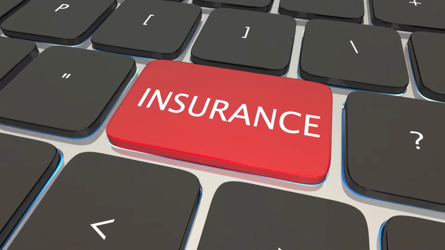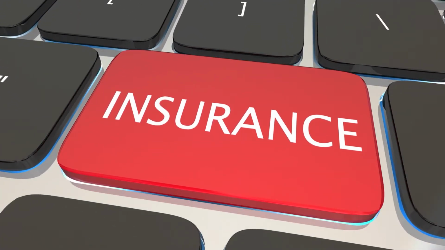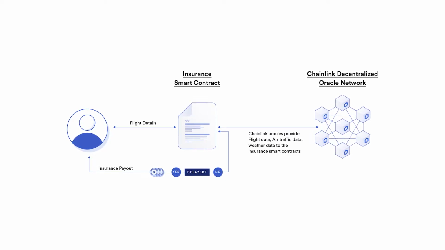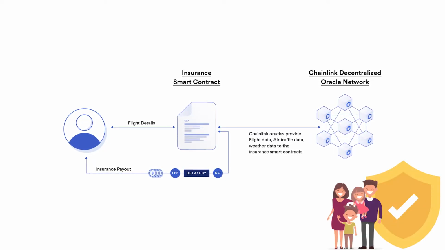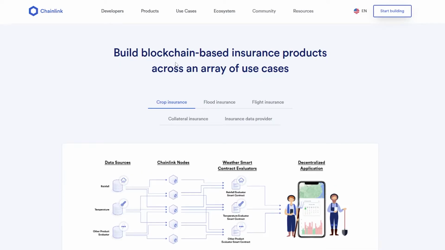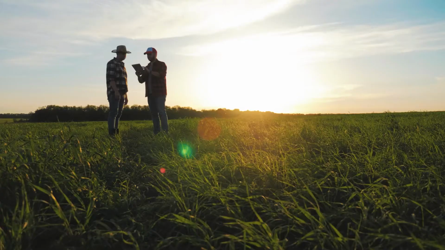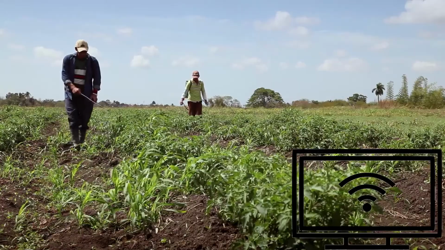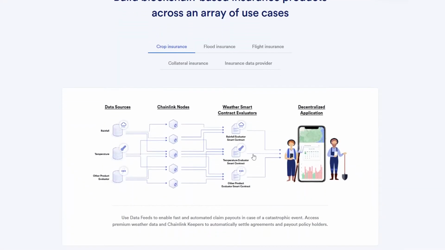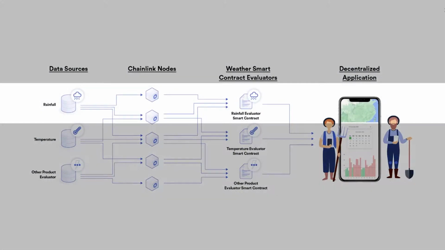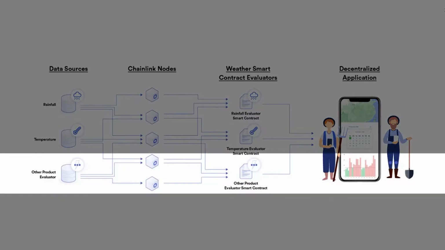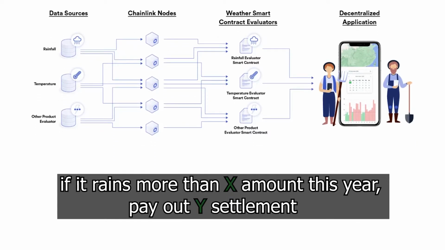Insurance. Yep, insurance is also possible with Chainlink. Smart contracts are also being leveraged to create parametric insurance contracts on the blockchain. Chainlink is currently being used in production to provide weather data to the arable crop insurance market, enabling farmers all over the world to obtain parametric crop insurance simply with an internet connection, which is settled in a fair and timely manner according to the amount of rainfall, temperature, and other evaluators the policy is set to. Example, if it rains more than X amounts a year, pay out Y settlement.